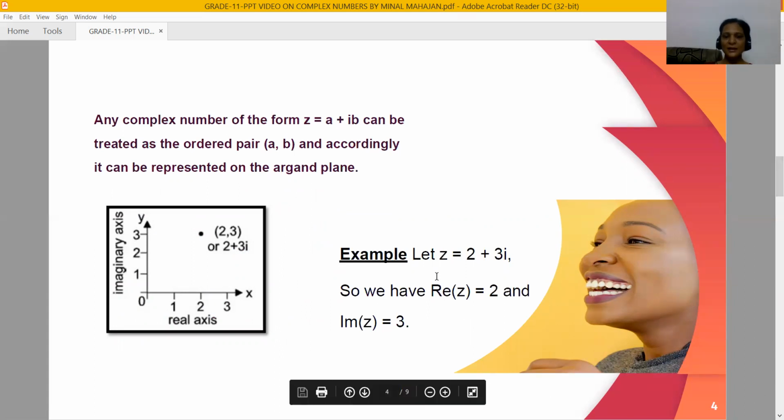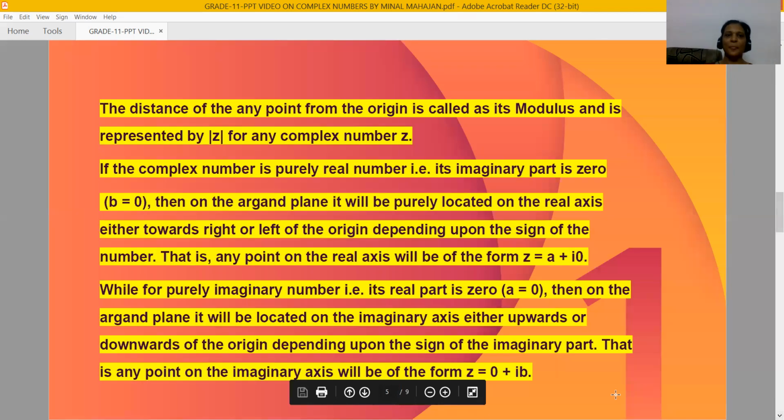Example, let z is equal to 2 plus 3i. So we have the real part is 2 and the imaginary part is 3. Here in the diagram, you can see how to locate a complex number in the Cartesian plane. Now, the distance of any point from the origin is called its modulus and is represented by mod z for any complex number z.